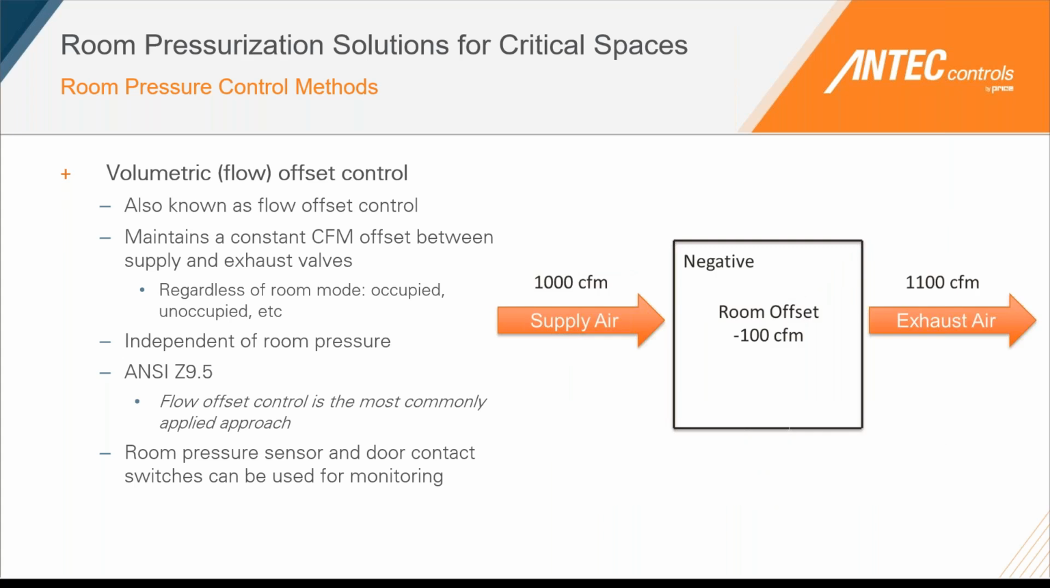So to give you an example here, if the goal is to maintain a volumetric offset of negative 100 CFM, and if our supply airflow is operating at 1000 CFM, we're going to see that the exhaust airflow is going to operate at 1100, and that gives us a room offset of negative 100 CFM. Again, if the door opens, the valves are not going to react to that change. They're still going to try to control for that negative 100 CFM offset.